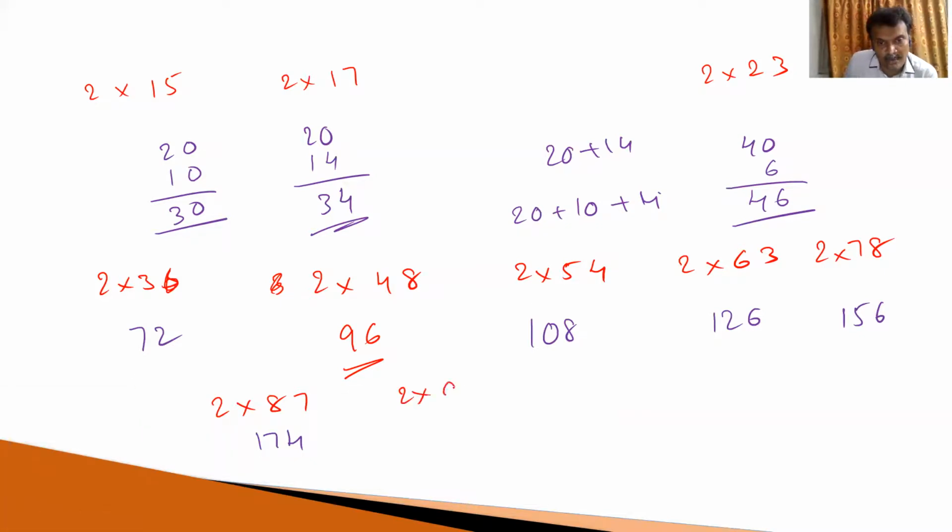Suppose 2 into 98. 2 9 times is equal to how much? 18. 2 90 times equal to how much? 180. 2 8 times equal to how much? 16. So what is the answer? 196. That is the answer. That's good. Okay. So this is the second table.